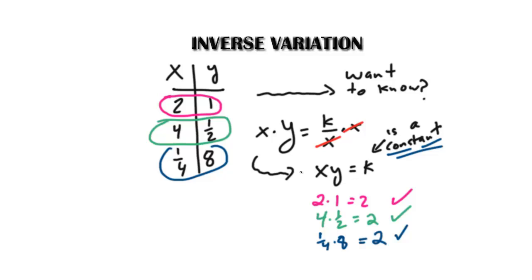And if you can find that out, and k is constant for all of the ordered pairs, then you know, this is definitely, yes, an inverse variation. Okay, and we're pretty happy, and we're also done.